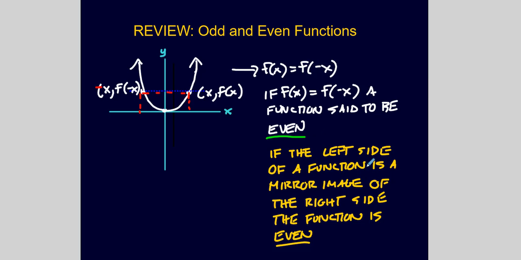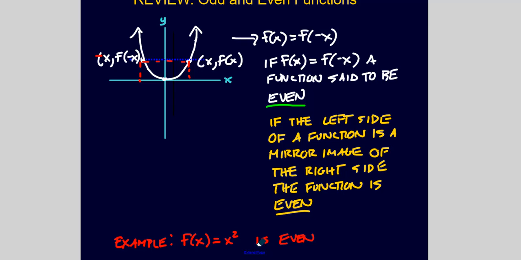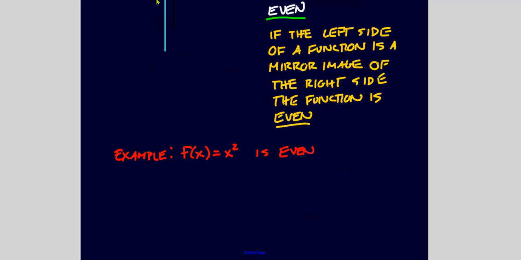Again, if the left side of the function is a mirror image of the right side, we can just look at the function and tell it's even. So notice that the right side is here, left side is here, they are mirror images of each other. So now let's demonstrate algebraically why f of x equals x squared is an even function.